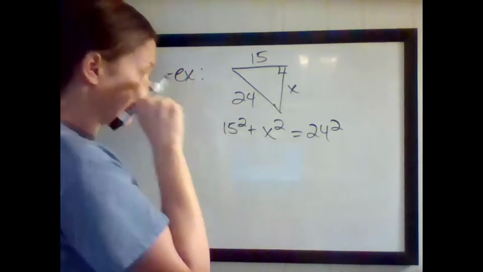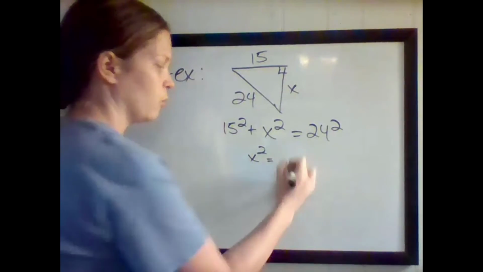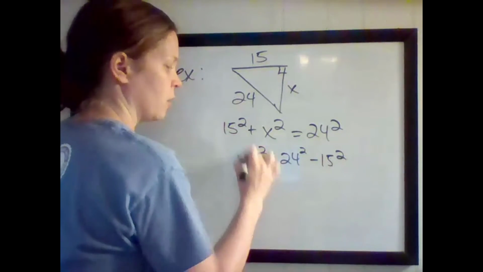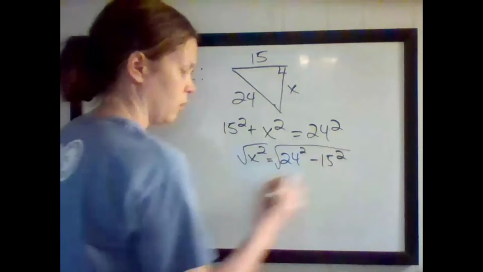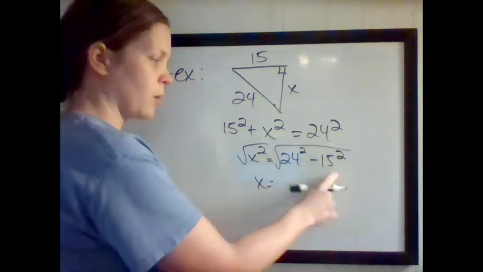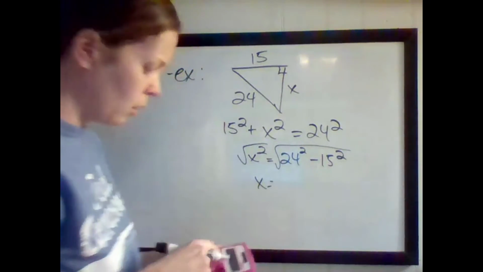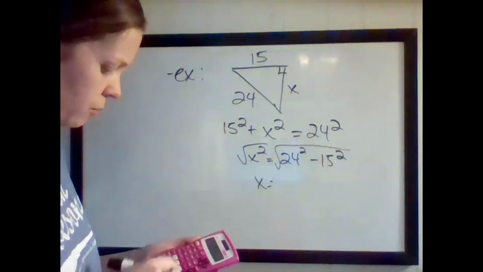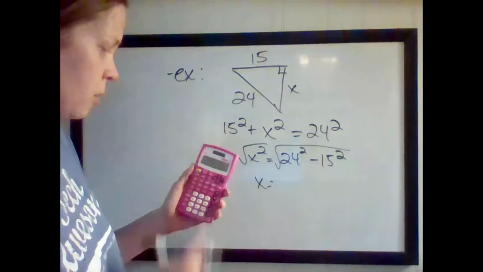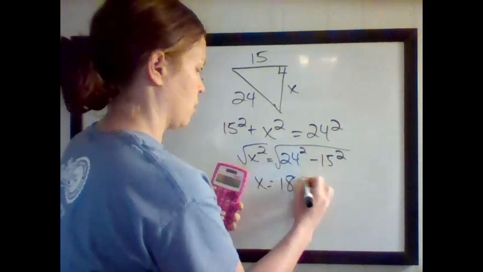And again, I could work it out, or just do it all in my calculator in one step. I'd probably subtract the 15 squared over and then do the square root to get rid of that squared. So whether you work it out with a couple steps, or just put in like this, square root of 24 squared minus 15 squared. So I am getting 18.7 to the nearest tenth.